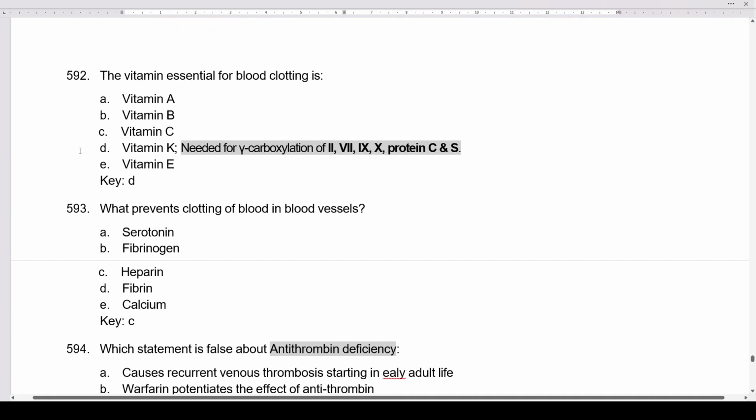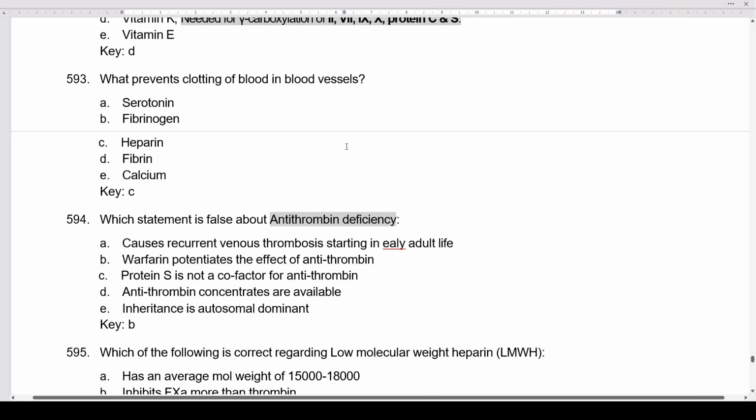Next: the vitamin essential for blood clotting is vitamin K, because it is needed for gamma carboxylation of factors 2, 7, 9, 10 and protein C and S. Next: what prevents clotting of blood in the vessels? Heparin sulfate in the body prevents the clotting of blood in the blood vessels.